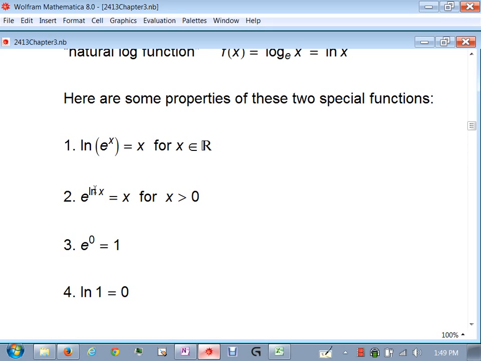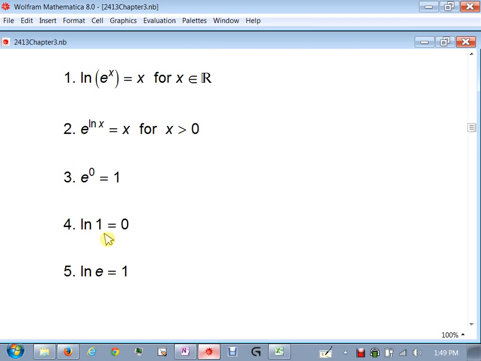All right. e to the 0. Anything to the 0 is 1, except 0 to the 0. We're going to have to handle that today. But in general, any number to the 0 is 1 as long as the number down here is not 0. And e is not 0, so we're not worried. The natural log of 1 is 0.